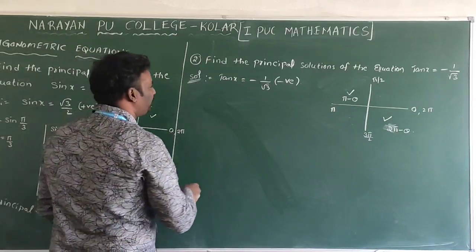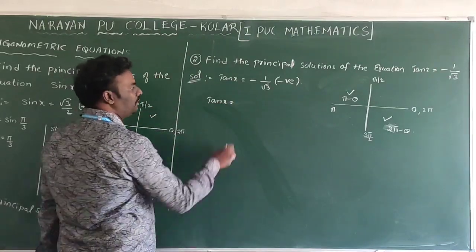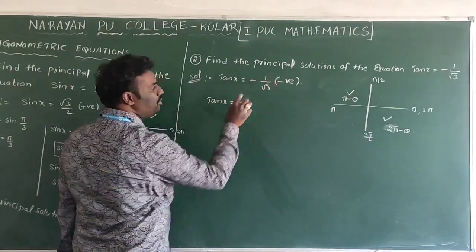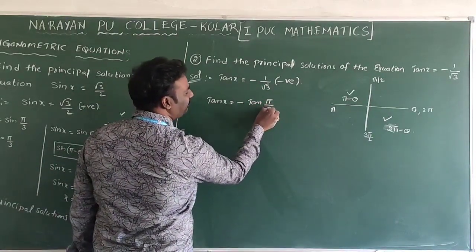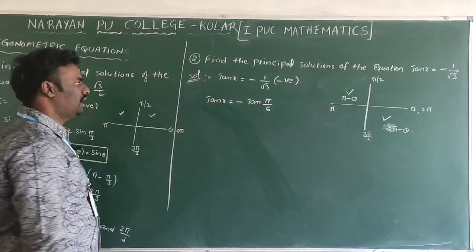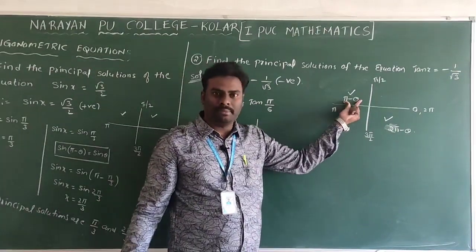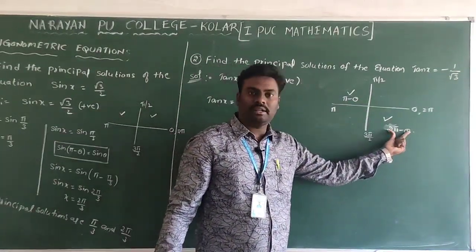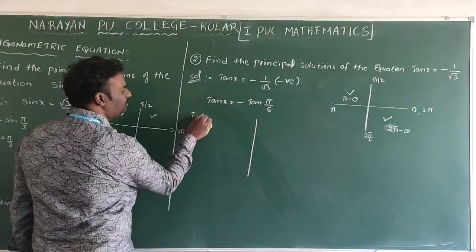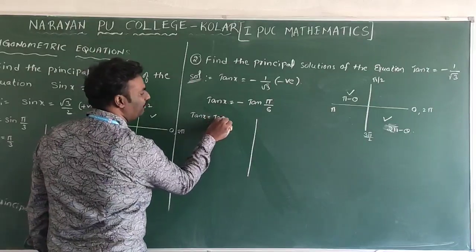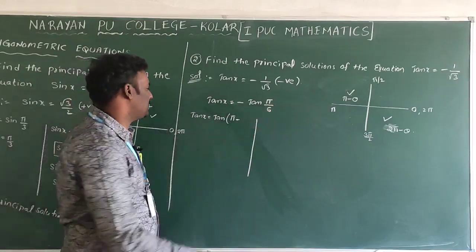Now I am writing tan x is equal to minus, this 1 by root 3 can be written as tan 30. Okay. Now here I am dividing this into two parts. In one part I am writing pi minus theta. In another part I am writing 2 pi minus theta. Now tan x is equal to tan of pi minus theta. What is theta? We have pi by 6.